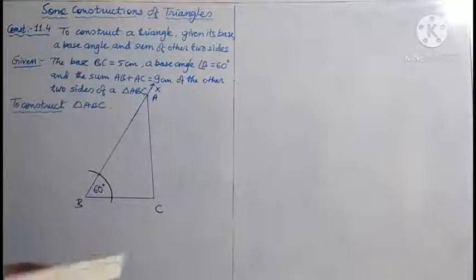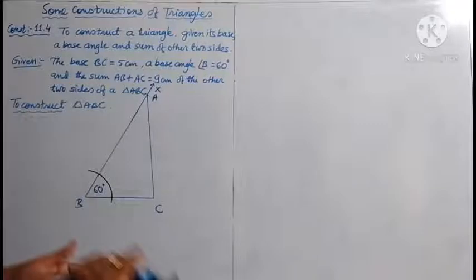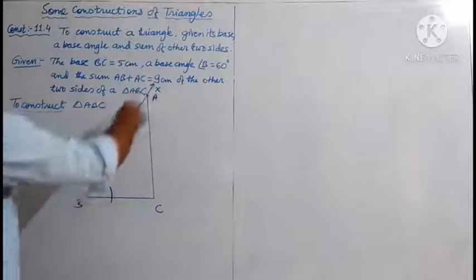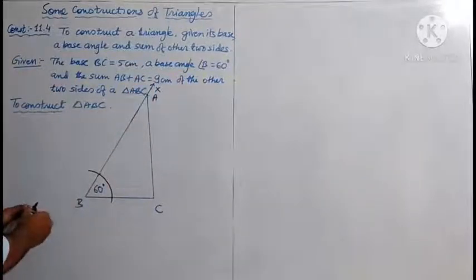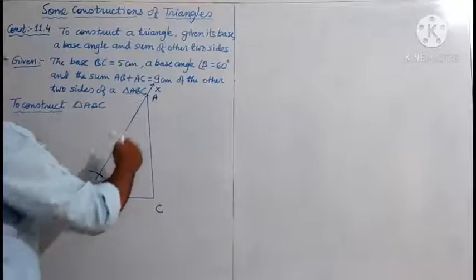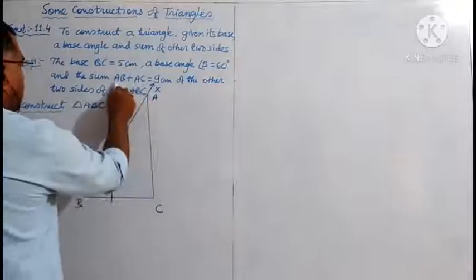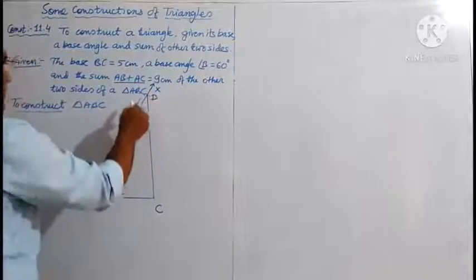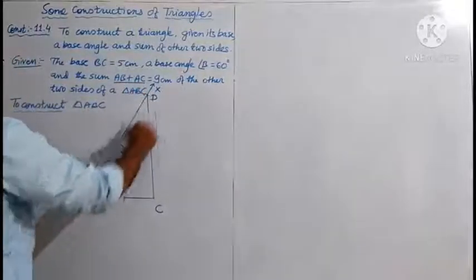Now draw a perpendicular bisector of AC which intersects BA at point, we say D. Here we have constructed AB plus AC is equal to 9 centimeter, that is equal to BD. So this AB plus AC is equal to BD.